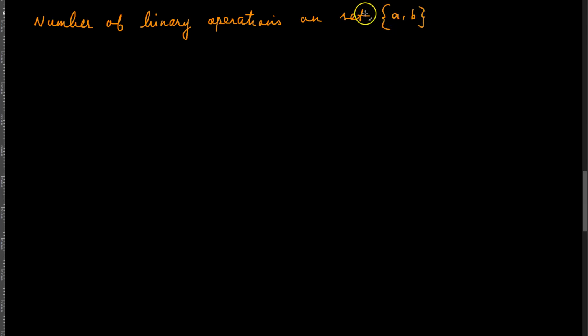Now the next question that we have is rather an interesting question, and that is that we want to calculate the number of binary operations on set A, B. The number of binary operations on set A, B are: choice A is 10, choice B is 16, choice C is 20, and choice D is 8.